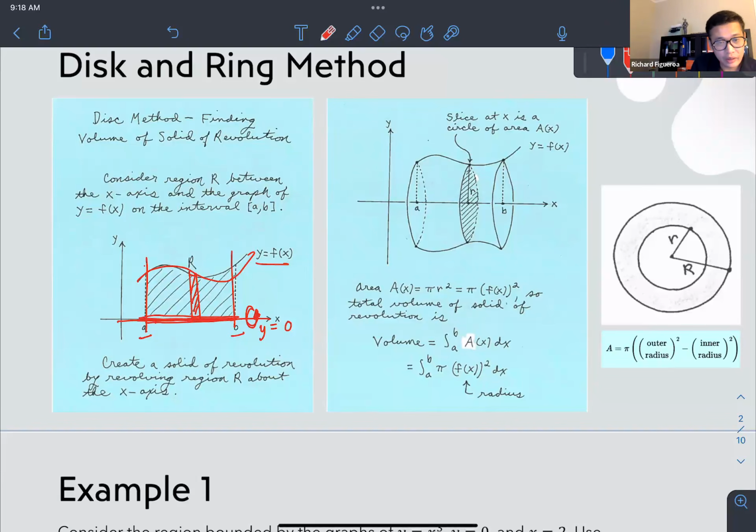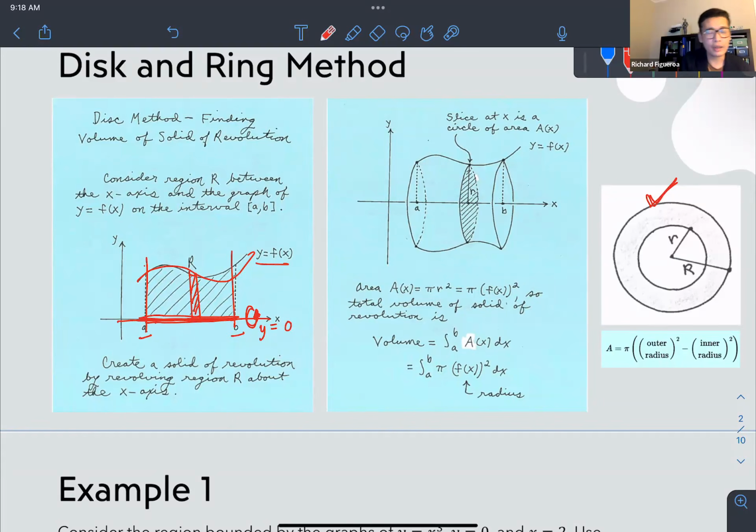But if there is a vacancy, if there is open space in between the axis of rotation, then what can form would be a ring, instead of a disc. So this is how we differentiate it.